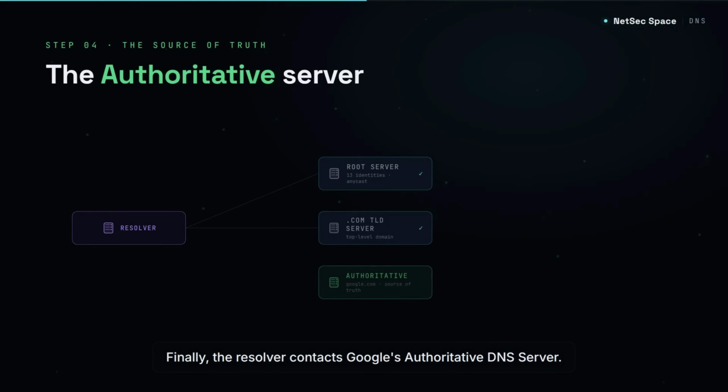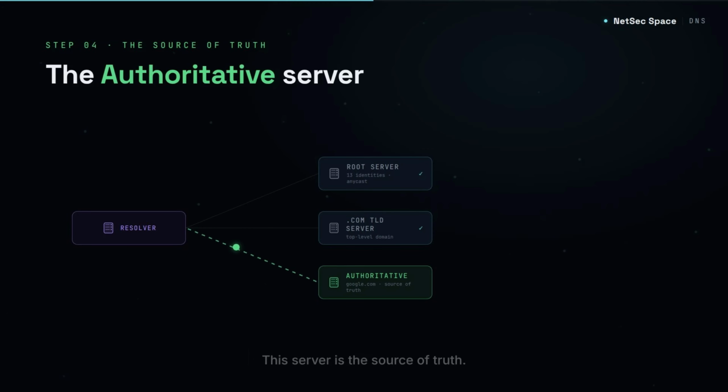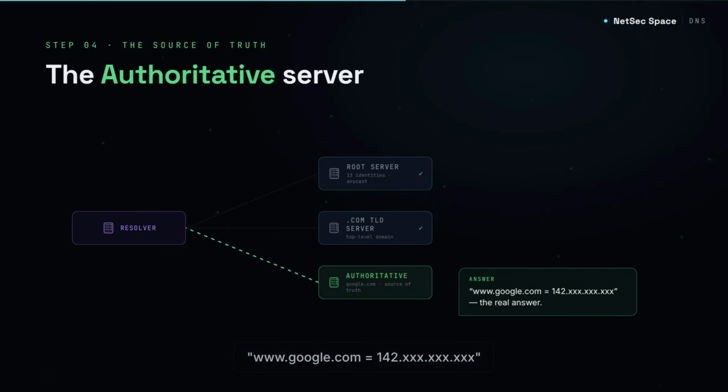Finally, the resolver contacts Google's authoritative DNS server. This server is the source of truth. Unlike the previous servers, it actually stores Google's DNS records. It replies with something like, this site is equal to this IP address. The recursive resolver sends this answer back to your computer. Your browser now knows exactly where Google's web server is and can begin establishing a connection.